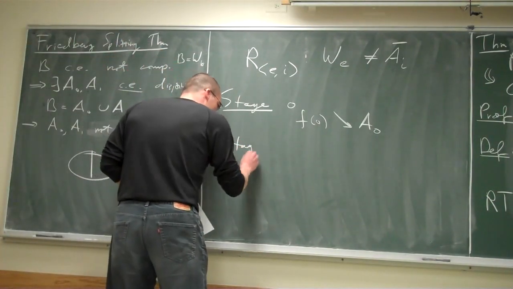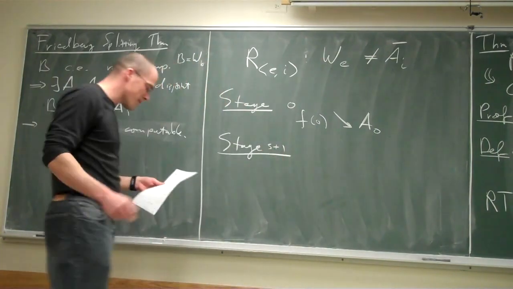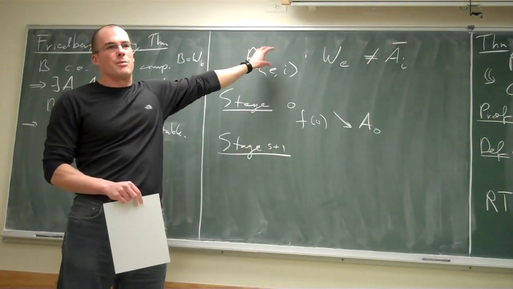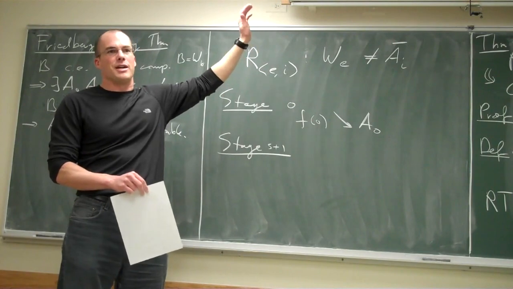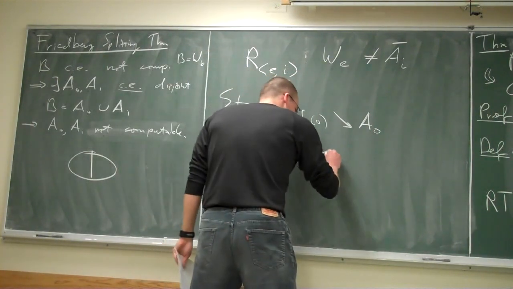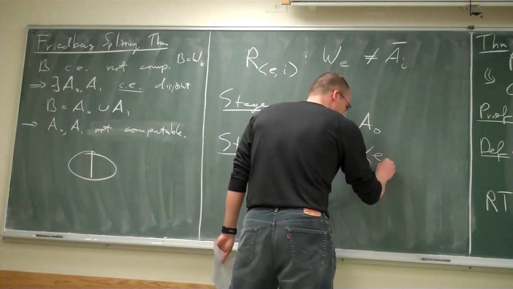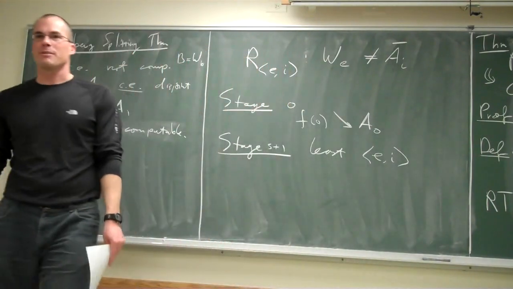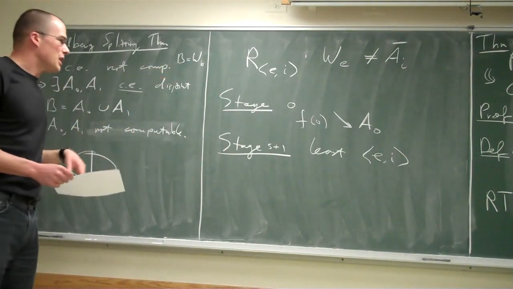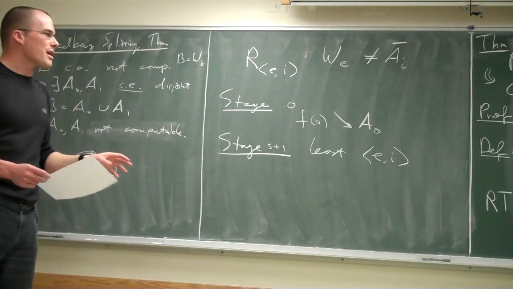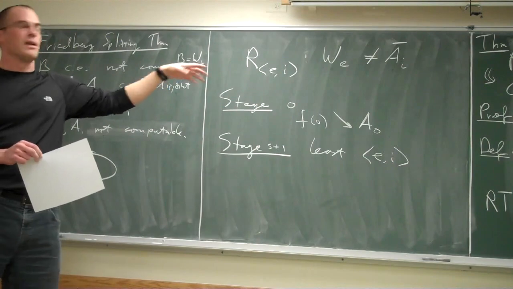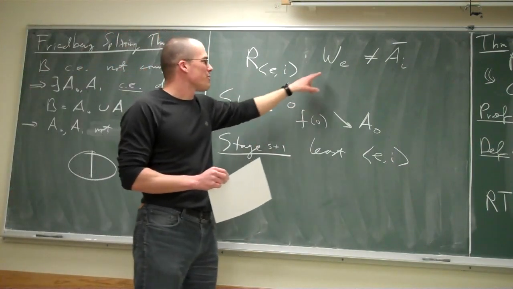Then at stage s plus 1, what do we do? Well, we have here these infinitely many requirements, and at any stage, many of them look like they're not satisfied, but we need to pick one. So we say, look at the least pair EI, if it exists, maybe it doesn't exist yet at this stage. Look at the least pair EI, such that at this point in time it looks like R of EI is not satisfied.